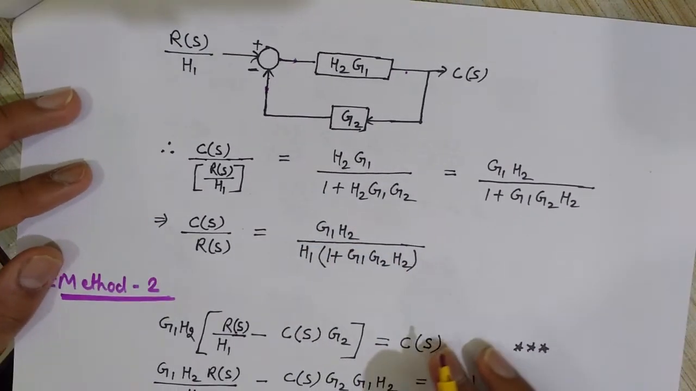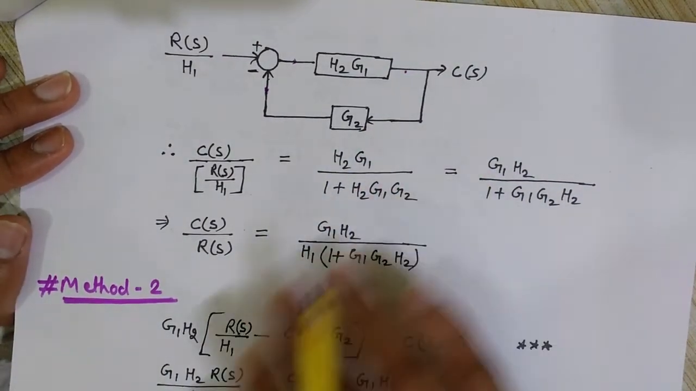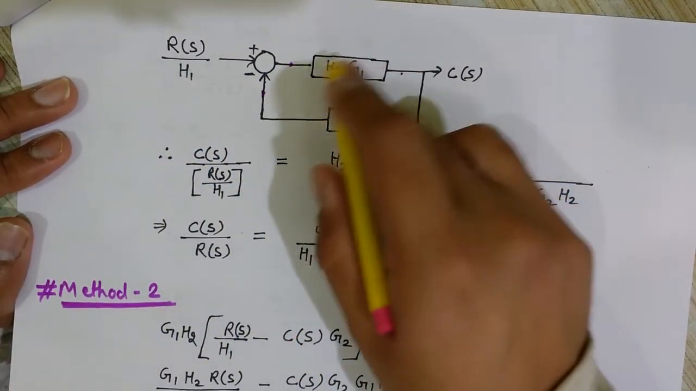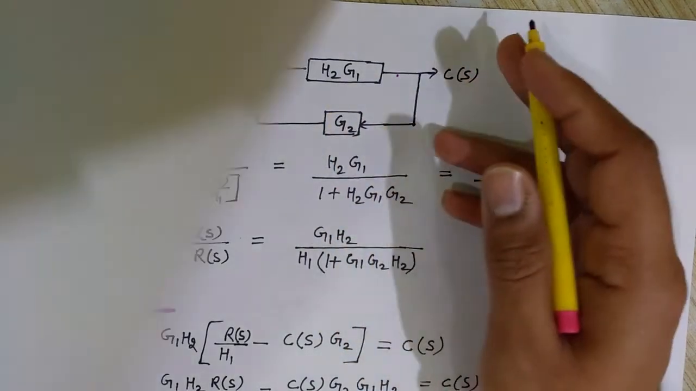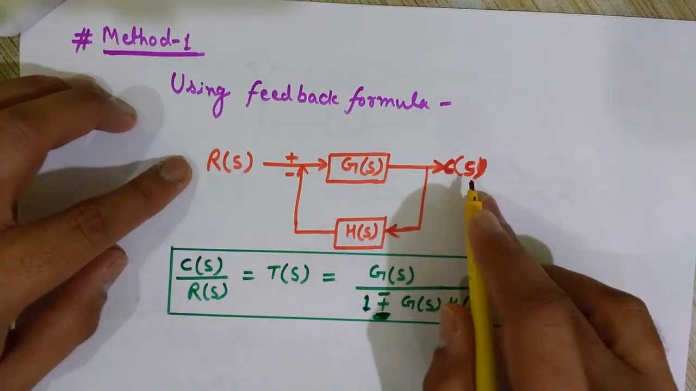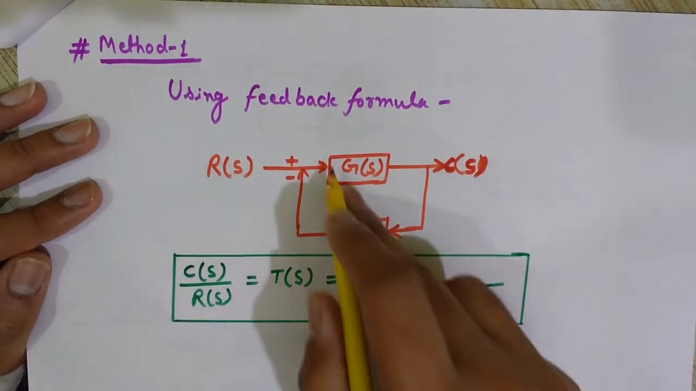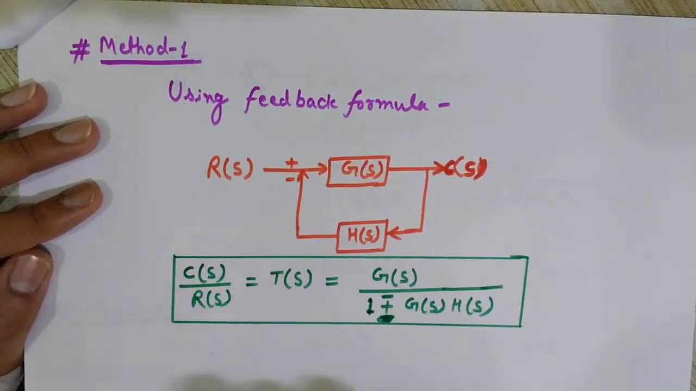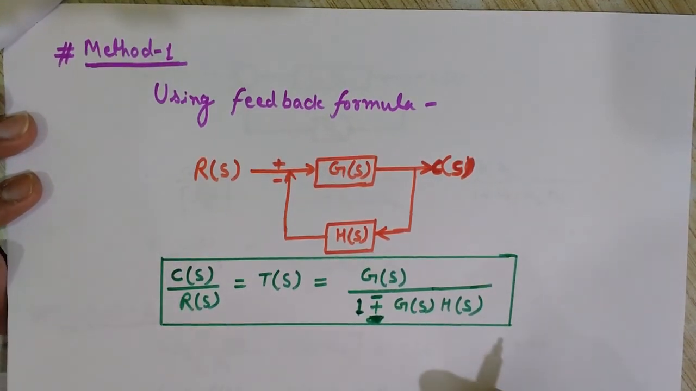So from both of these methods I got the same result, although using the direct feedback formula was a simpler way to solve this. Whenever you see this kind of format, first reduce the block diagram to a simple feedback format like the one I told you earlier, and you can find CS by RS using this formula. Or you can also use this method of multiplication, subtraction and then again multiplication, and form the equation as I discussed now. So this was all about finding the transfer function from the given block diagram by reducing it first.